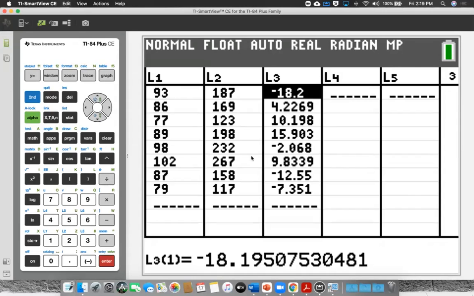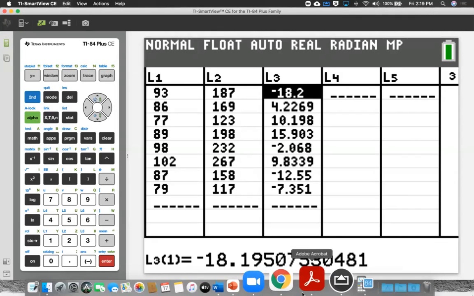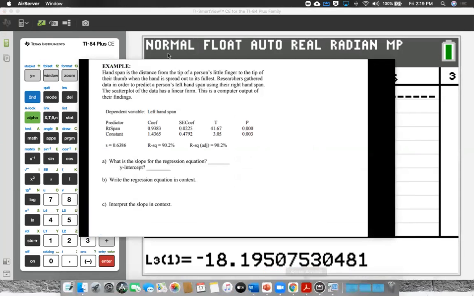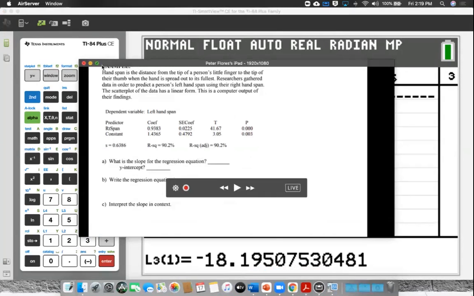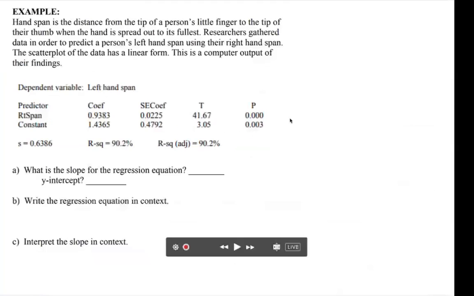Okay, so computer data output. Last thing. Hopefully we'll finish this. The nice thing about computer data is they give you all the answers. All the answers are in there. We just have to find them. Okay, so this is the example of what they did.